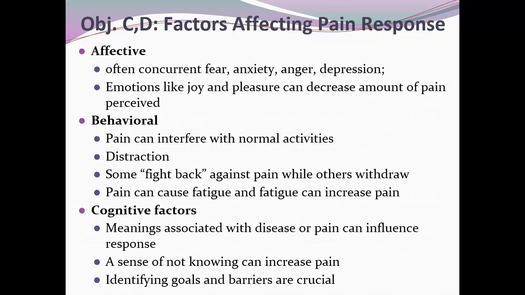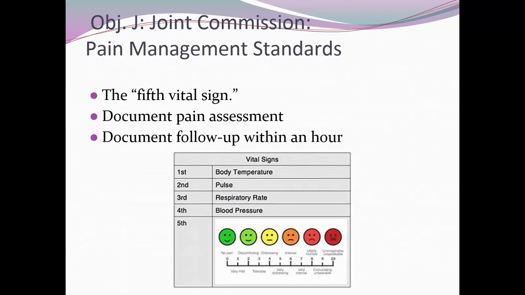The cognitive domain is what we think about pain. People have different meanings that they associate with pain, which can make the pain response worse. So for example, if they know their pain is related to cancer and they know they're going to die, and this is the thought process going on in their head, that's going to intensify that feeling of pain because then they have the stress of what's going on with them on top of that pain response, making it worse.